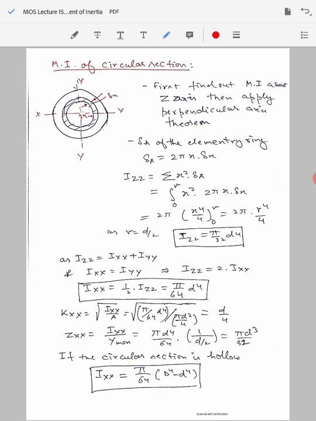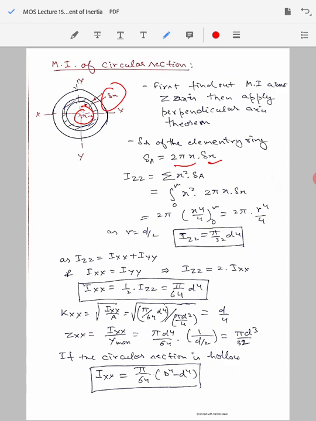Let's see that we have this elementary ring which has a thickness of delta x, and it is situated at a distance small x from the z axis. The area of this strip will be the circumference of this strip, that is 2 pi x, multiplied by the thickness of this strip, delta x. So 2 pi x is the circumference, which gives you the length of the strip, multiplied by the thickness, which gives the approximate area of this circular strip, 2 pi x delta x.